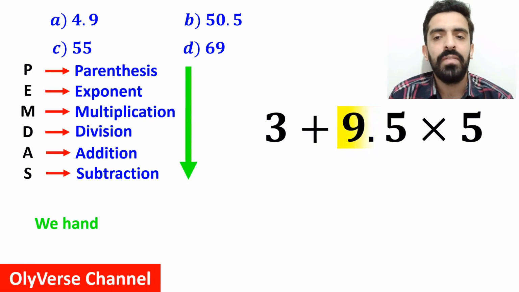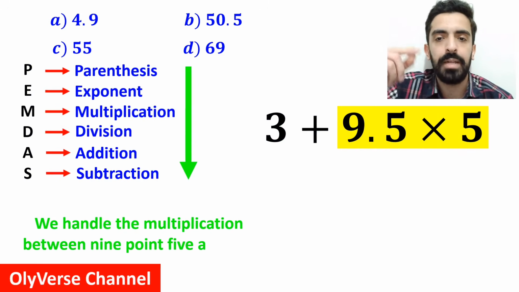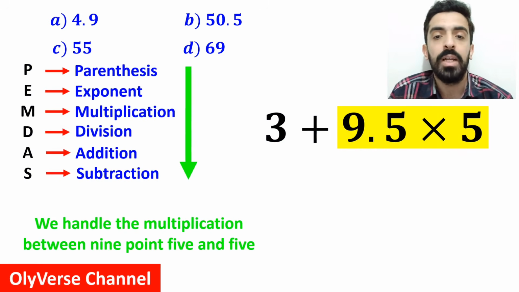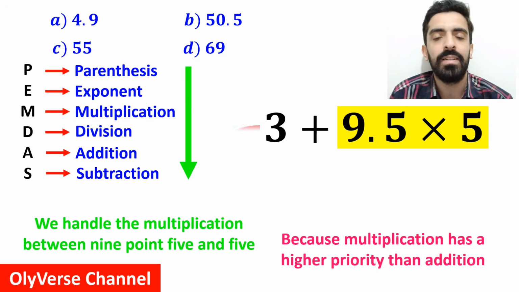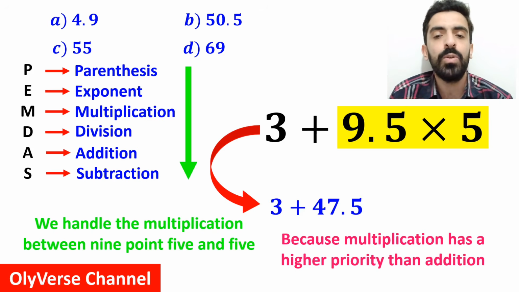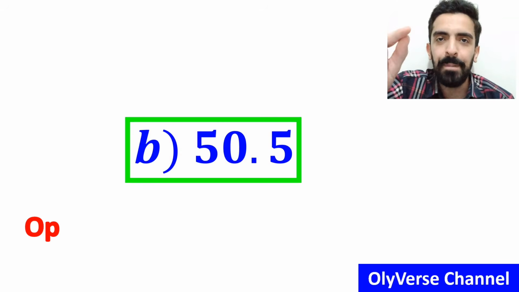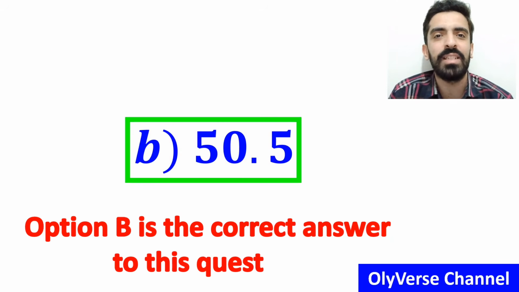And in the next step, we handle the multiplication between 9.5 and 5, because multiplication has a higher priority than addition. And this expression is simplified to 3 + 47.5, which ultimately gives us the answer 50.5. Therefore, option B is the correct answer to this question.